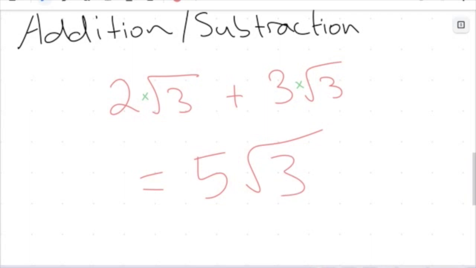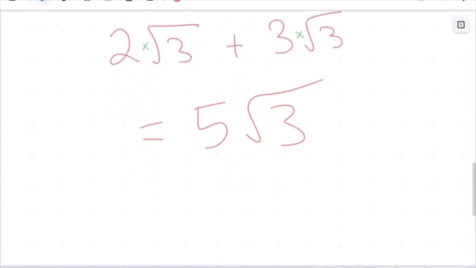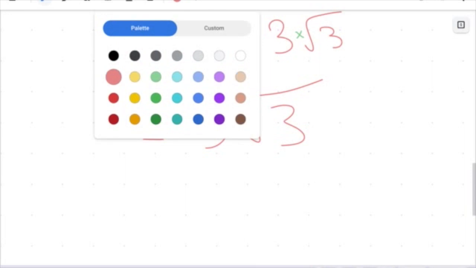That is a property of surds. We can add or subtract them like we would in algebra. Let's look at another example. Let's make this a little trickier.